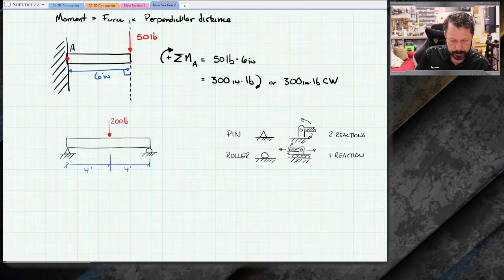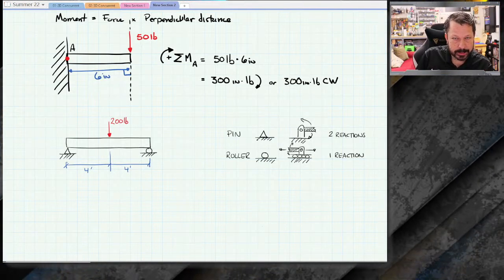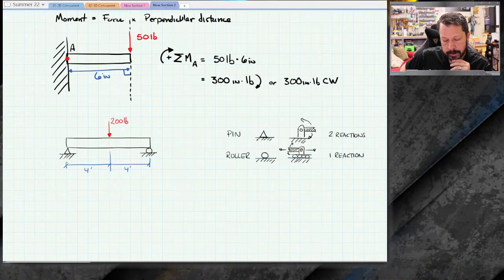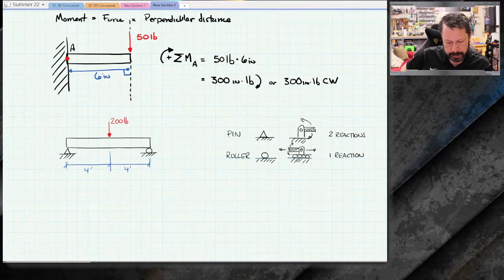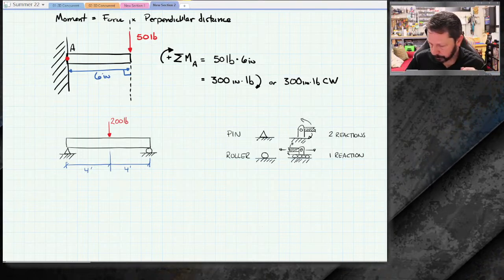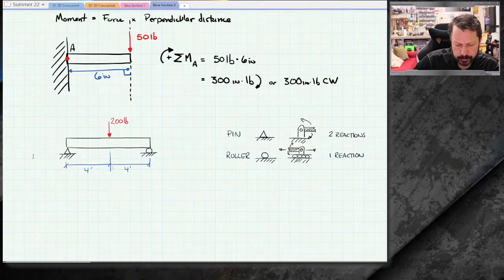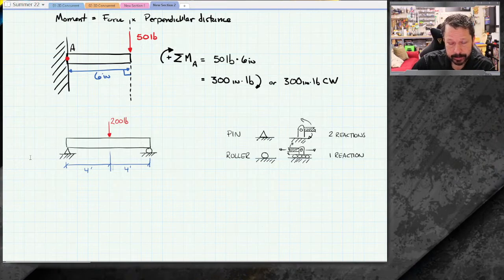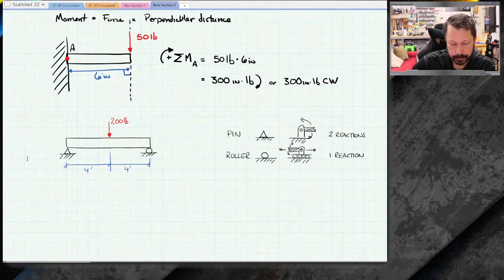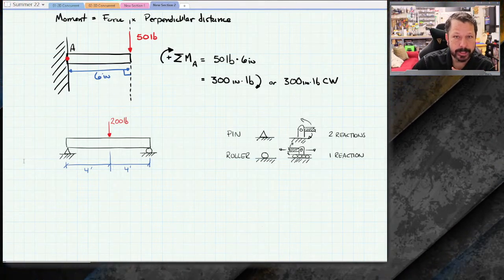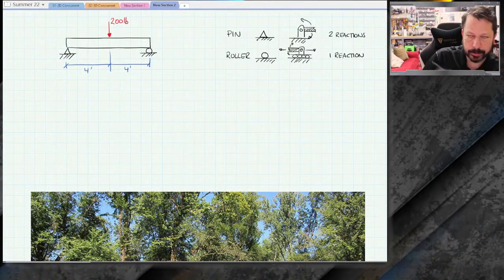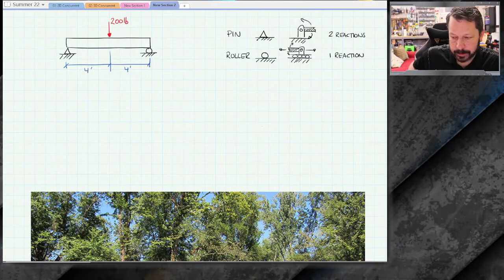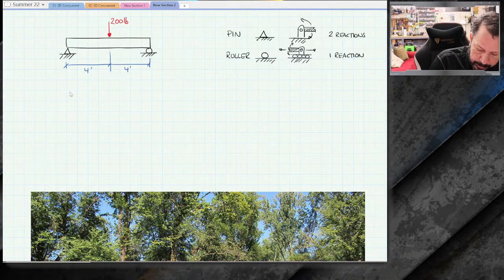So I see the 200 pounds. The beam itself probably weighs something, but we're ignoring that right now. And then we need to know, what are the pin and roller doing? I'm going at this very slowly. A lot of these steps, if you were working out a problem, would happen much faster, but hopefully we're going slow enough that we're building up some ability to do these quicker later on.